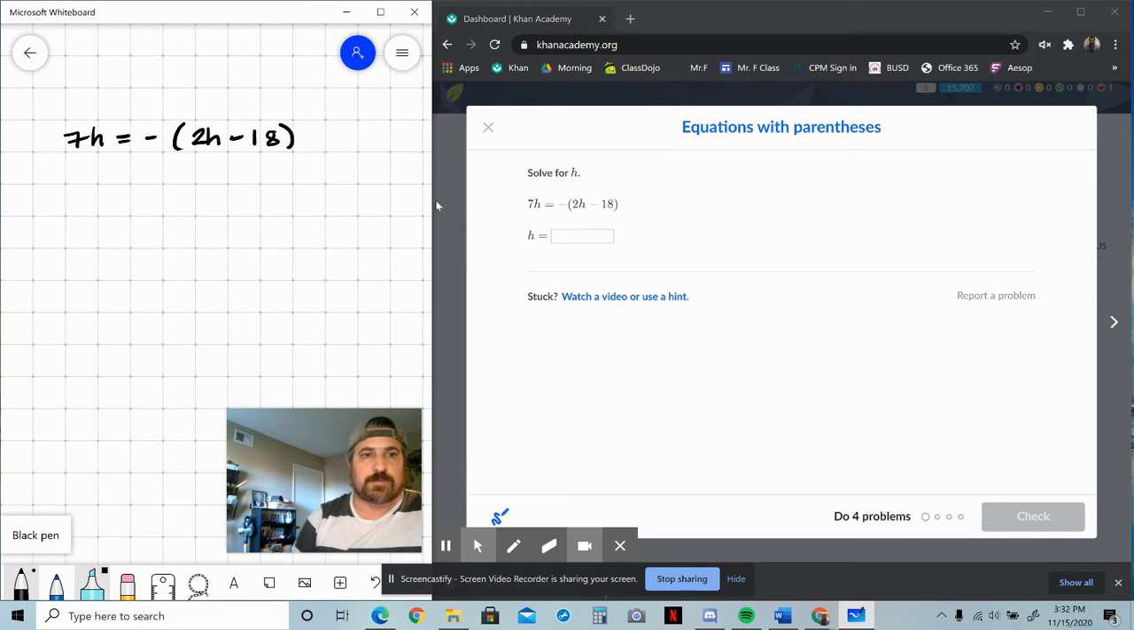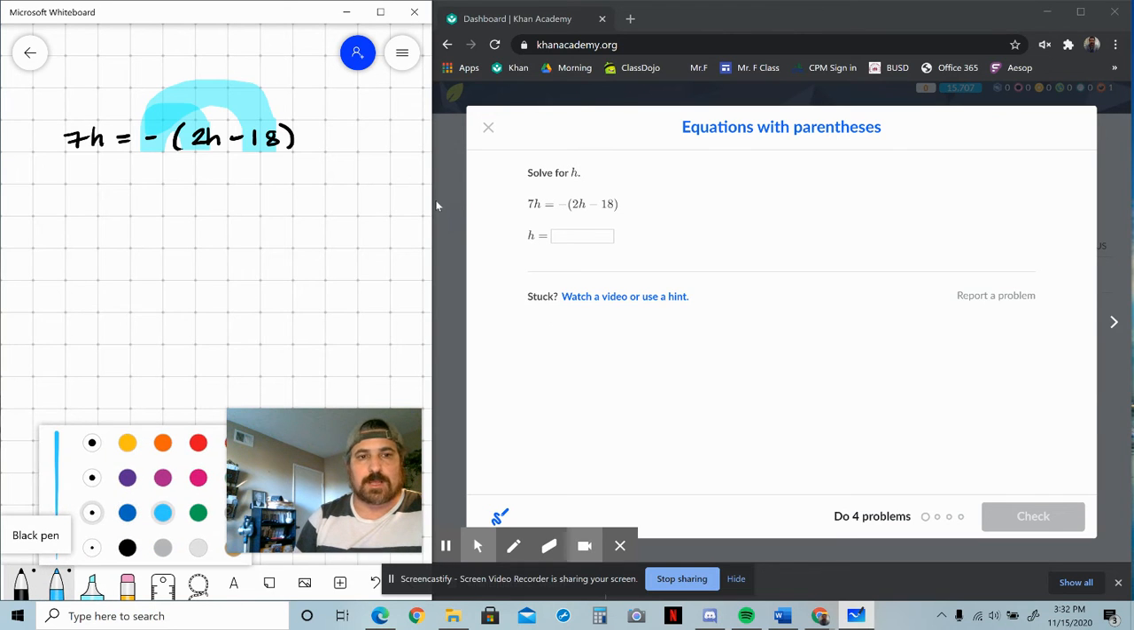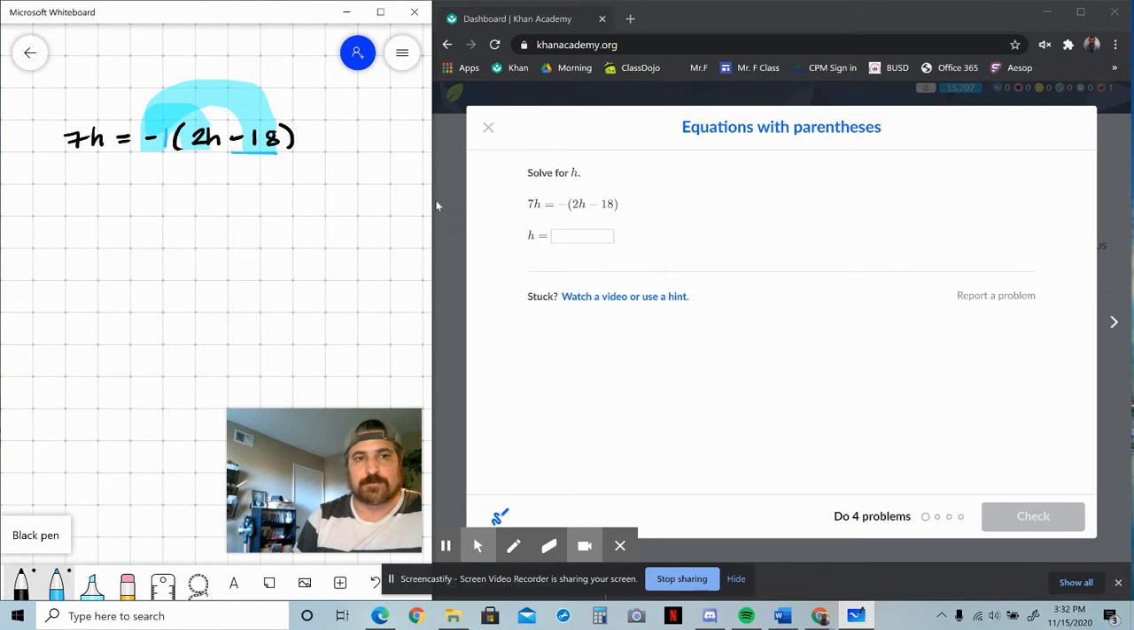So remember the distributive property, you're going to multiply through the parentheses by the outside factor. Okay, so you're going to multiply negative times 2h and then negative times negative 18. Make sure that you include the signs when you multiply through by that outside factor of negative 1. So now what you have here is 7h is equal to negative 1 times 2h, which is negative 2h. Negative 1 times negative 18 is a positive 18.